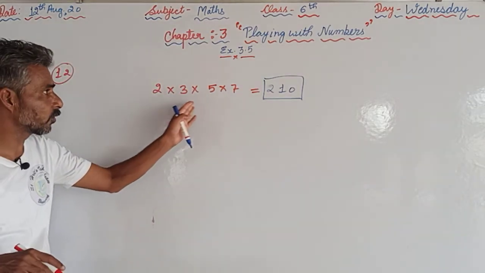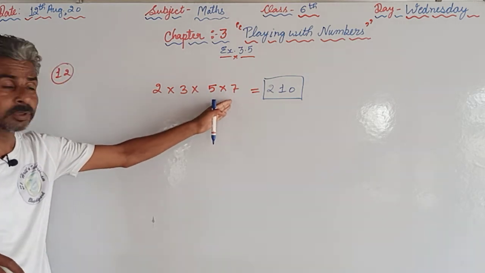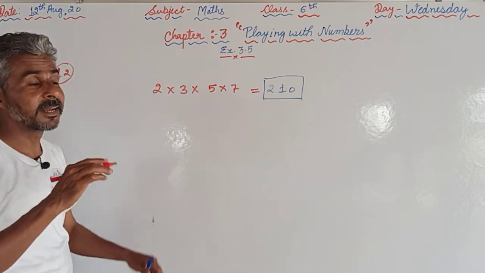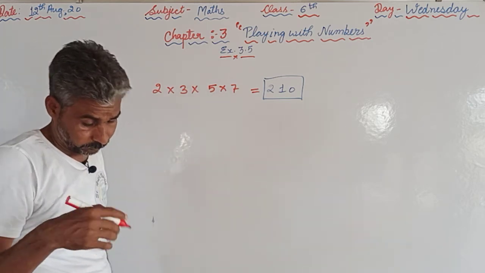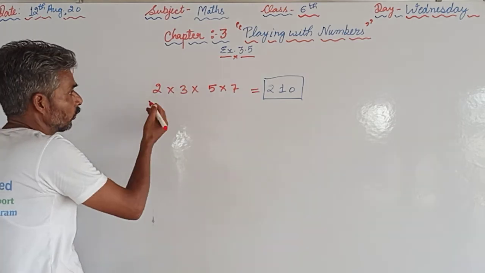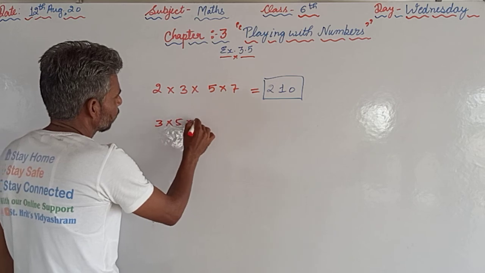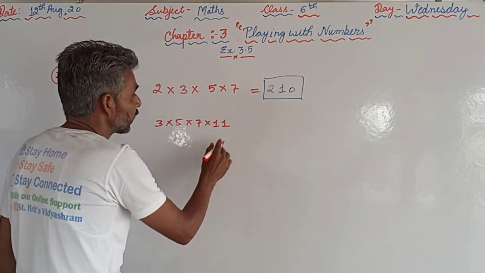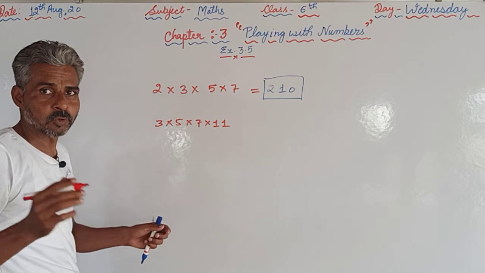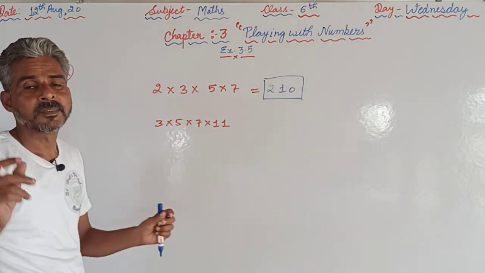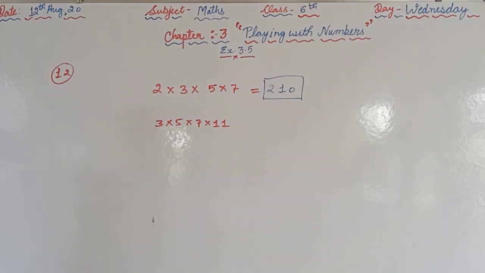This is the prime factorization of 210 and it includes 4 different prime numbers. If we take any other prime factorization, we have to take 3, 5, 7, 11, that will be more than 210. So in question number 12, 210 will be the answer. This is the smallest number having 4 different prime numbers in its prime factorization.